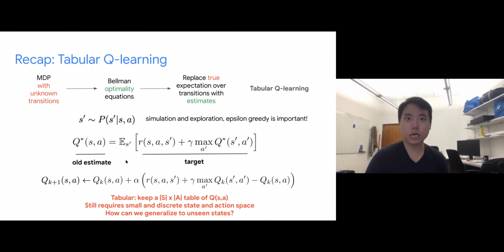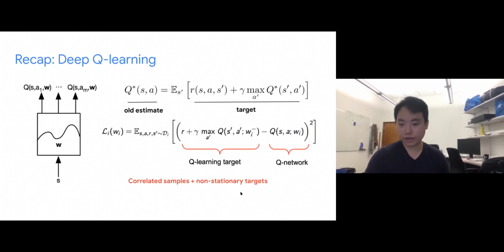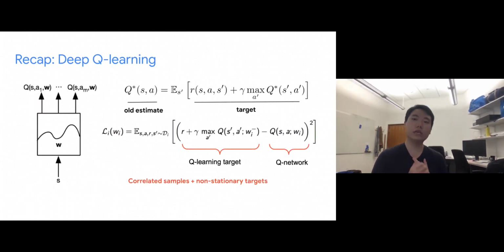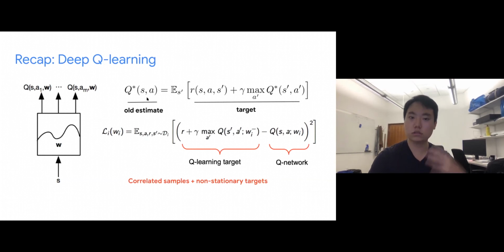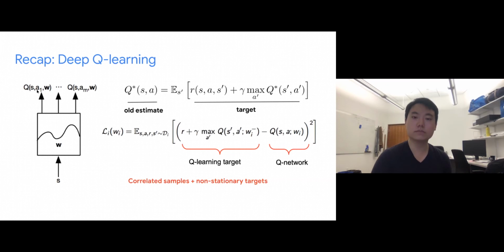So the next question is, how can we generalize this to work with unseen states and large and continuous state and action spaces? That's when we extended tabular Q-learning to deep Q-learning. Instead of keeping a table of your Qs across all states and actions, I would like to amortize it by learning a single set of neural network parameters that takes in a state and predicts your Q(s, a) for all possible actions.